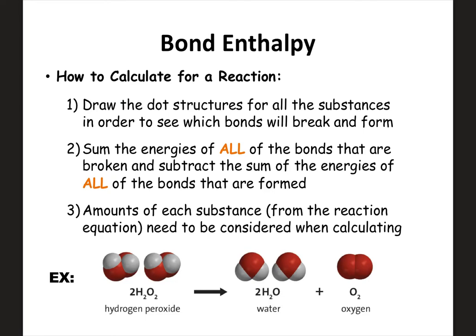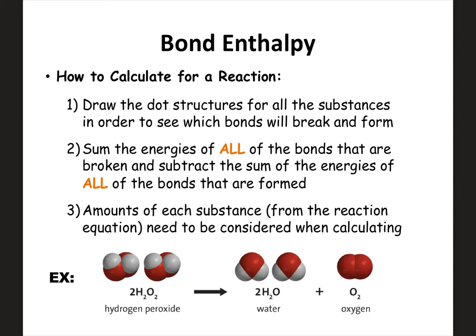So here are the steps for doing one of these bond enthalpy problems. I'll walk you through the steps here, but actually seeing an example, I think, is where it's going to be most helpful. So the first thing you need to do for one of these problems is draw all the dot structures. You have to know what bonds there are, whether they're single, double, triple, and so on. So you need to draw the dot structures, and that'll help you see which bonds need to break, which bonds need to form.